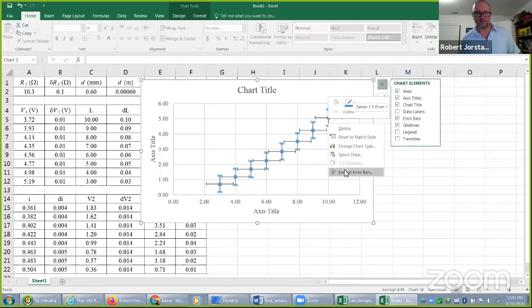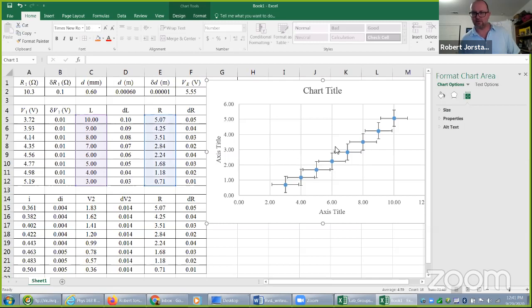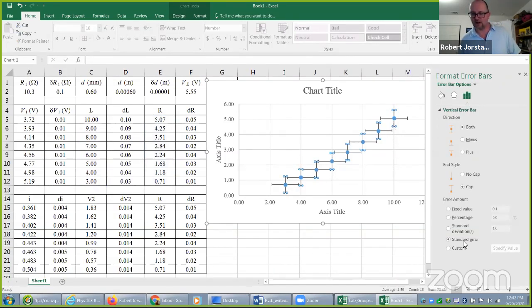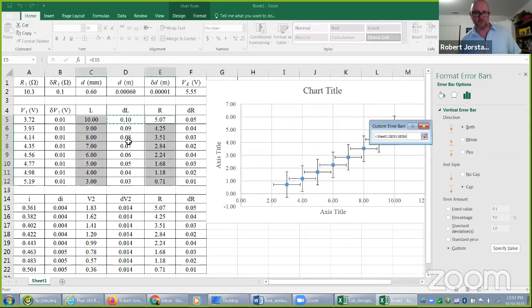I can format them, right? And remember, my vertical error bars are not some fixed value, they're a custom value. So I can specify them by going into here. The positive error value and the negative would be this, wait, this is the vertical error bars, aren't they? Whoops, that's wrong. So I need these numbers. So that gives me the vertical error bars.